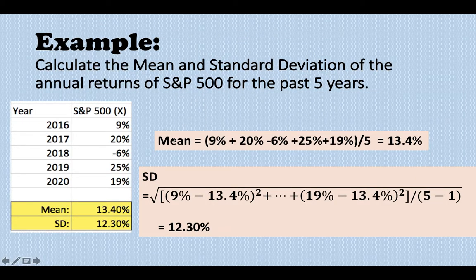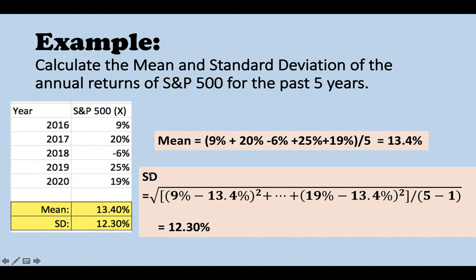Here is a quick example. Calculate the mean and the standard deviation of the annual return of the S&P 500 for the past 5 years. So you can see these are the past 5-year S&P annual returns. To get the annual return, you want to know the average return, which is the mean. So here you add them together, you divide by 5, and then you get the average return.